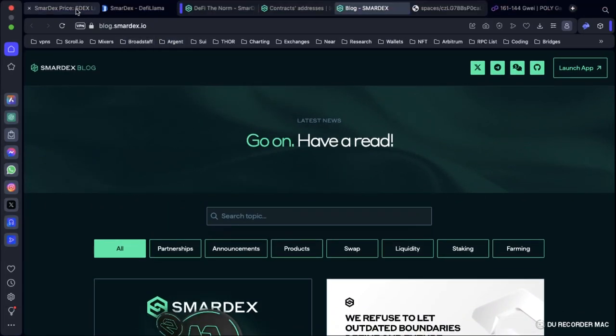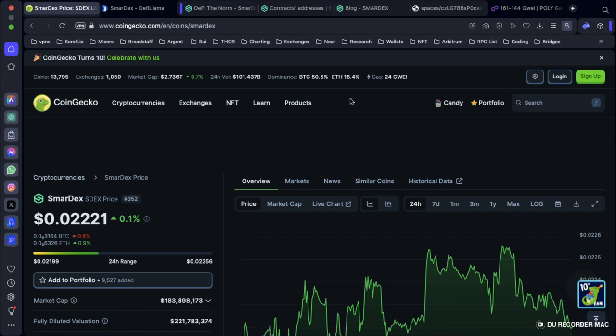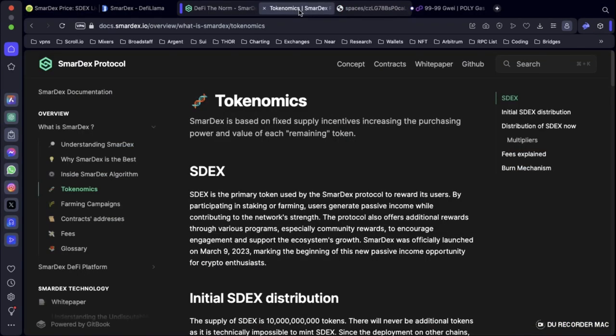So let's look at some of the tokenomics of SDEX. The main token, or the primary token of the SmarDEX protocol, is the SDEX token. Users can earn by staking the SDEX token on mainnet, or by farming with the SDEX token using the various volatility vaults on the protocol.